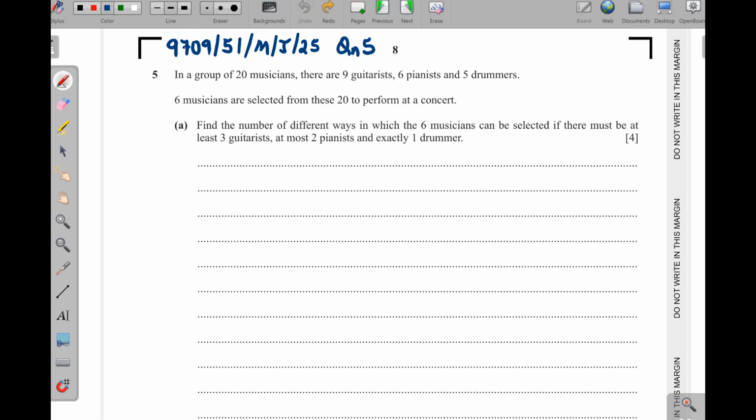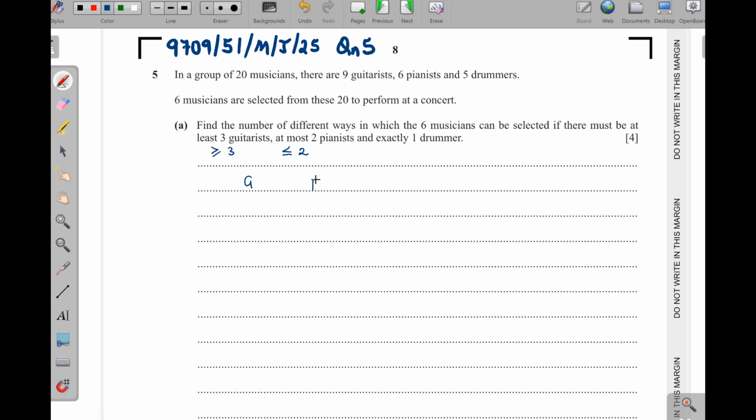Now, at least we say it is greater or equal. At most is less than or equal. Okay, now let's look at the scenarios. We are having guitarists, okay?